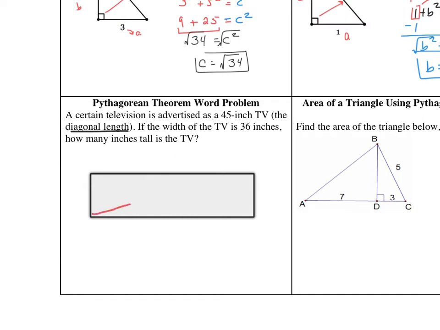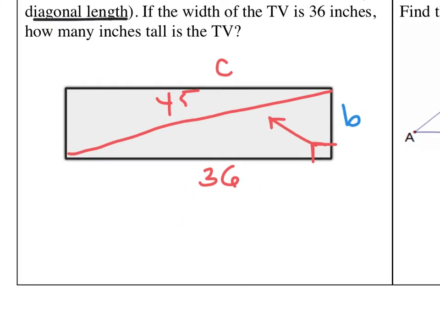So I'm going to just draw my diagonal of 45. It's not perfect. And if I look, I have a right angle here. So 45 is my hypotenuse or my C value. The width of the TV is 36 inches. So again, I want to find my B value or my A value, however you want to call it. So I do my Pythagorean theorem, which is a squared plus b squared equals c squared.